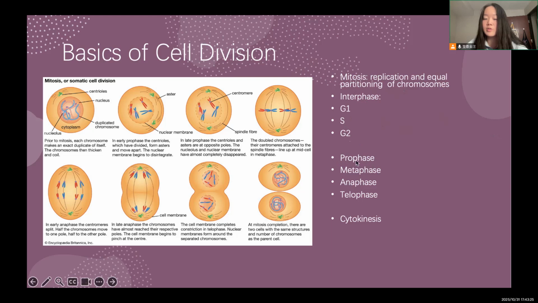For M phase, the first stage is prophase. As you can see here, in prophase the nucleus starts to become more condensed and chromatin forms chromosomes. In metaphase they line up in a line, and in anaphase they separate, and each daughter chromosome goes to one pole of the cell. In telophase it eventually comes to two cells by cytokinesis.